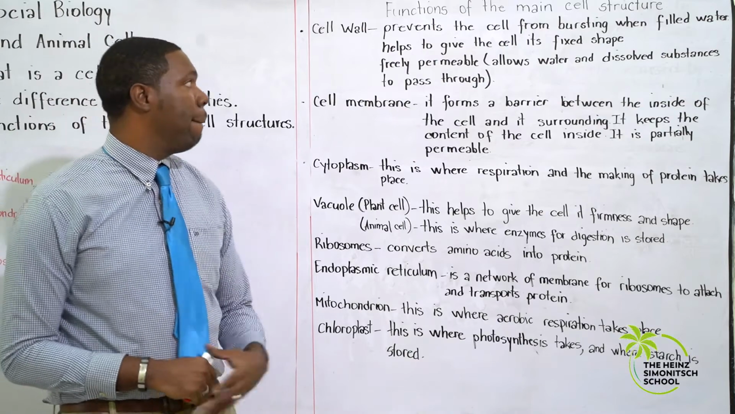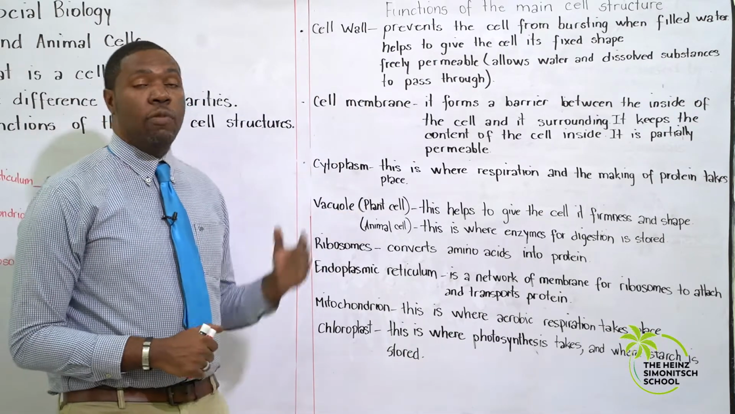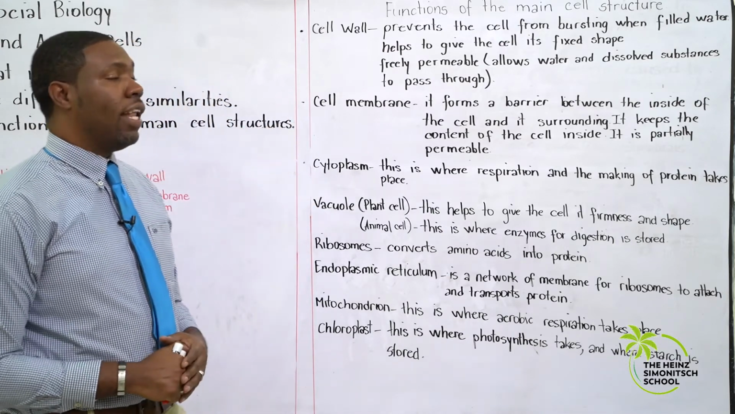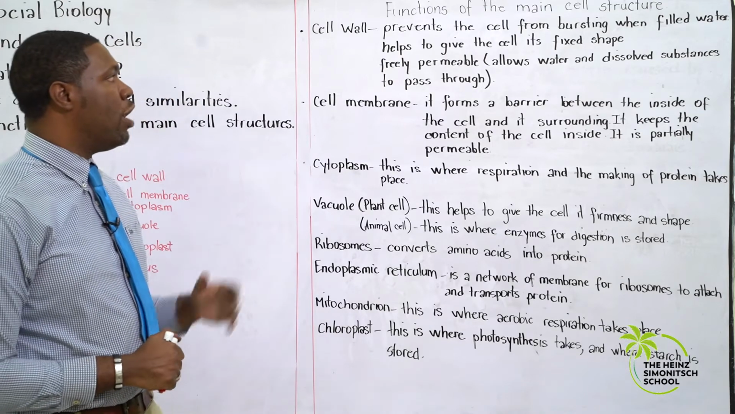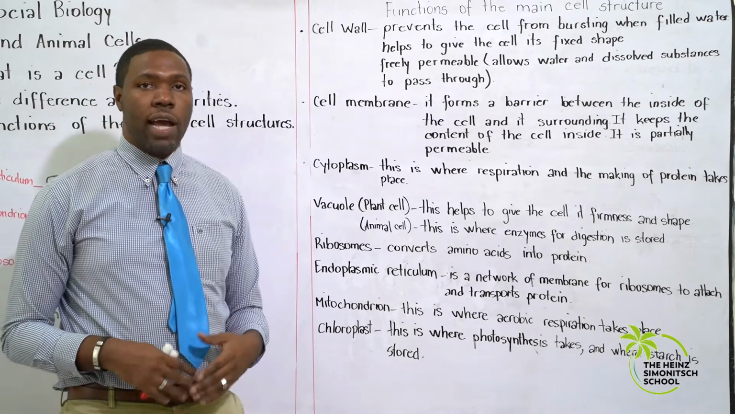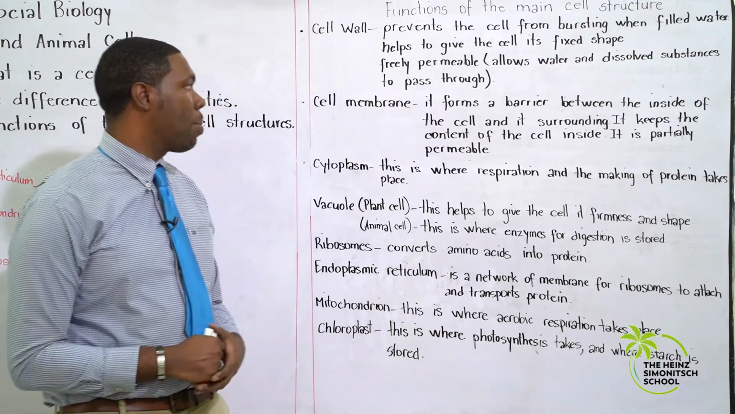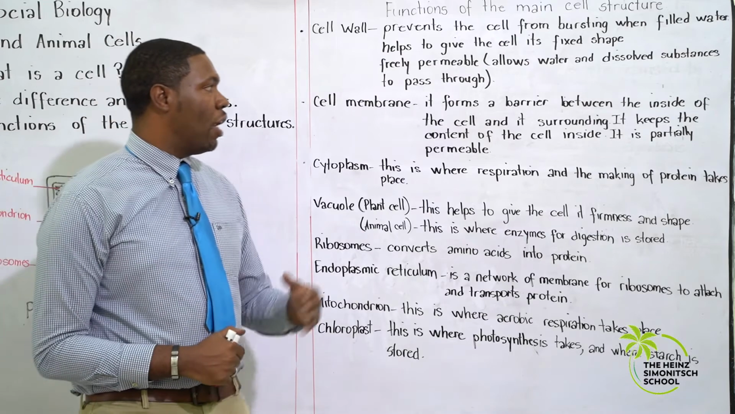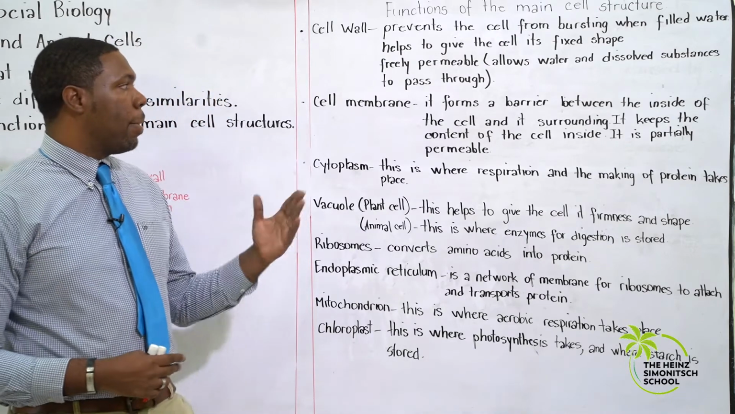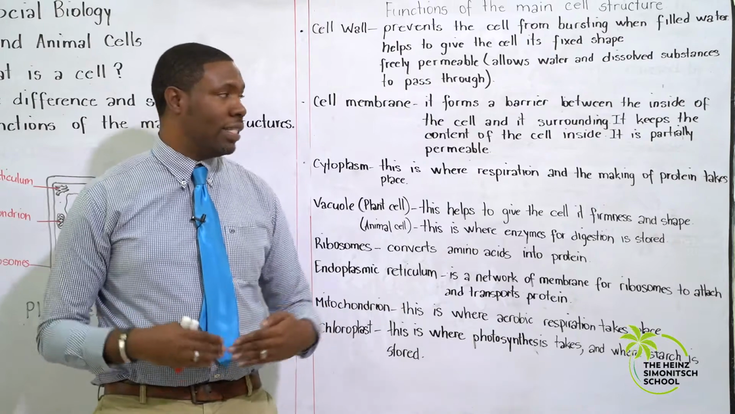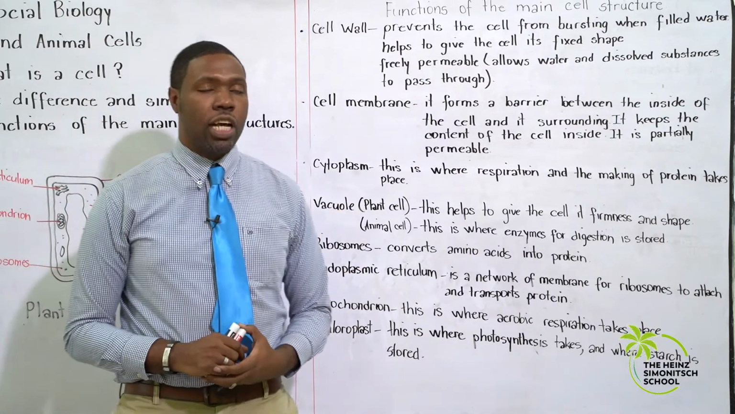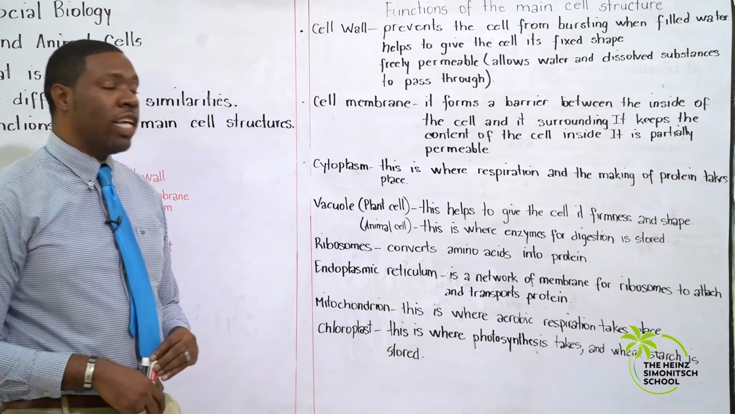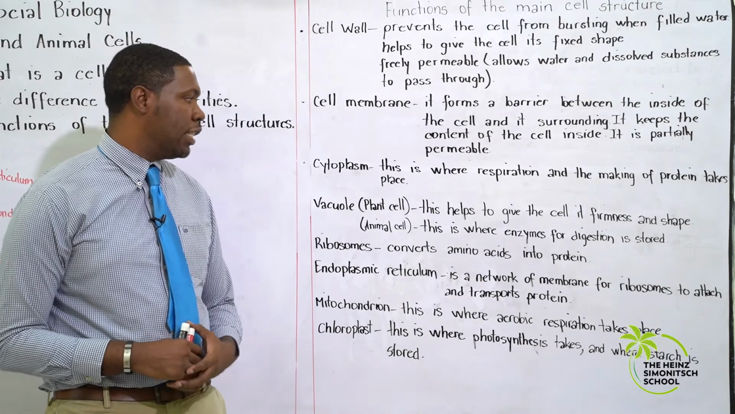And let's go through them again. The cell walls prevent the cells from bursting when they are filled with water. It helps to give the cell its fixed shape. They are freely permeable, which means that it allows water and dissolved substances to pass through. Then we have the cell membrane. It forms a barrier between the inside of the cell and its surroundings. It keeps the contents of the cell inside, and it is partially permeable. Next, the cytoplasm. This is where respiration and the making of protein takes place.